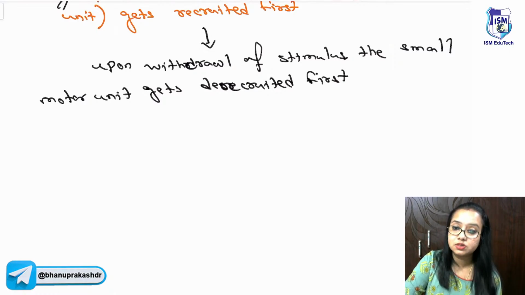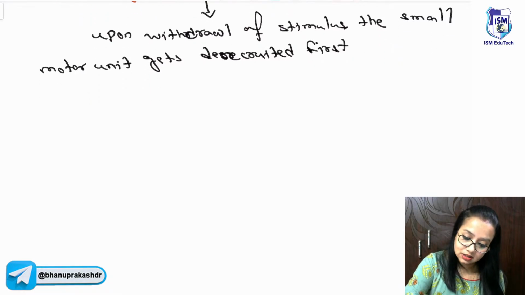less number of fibers, they will get recruited. They will show the contraction first. But relaxation will be opposite. It is the larger motor fiber, which are having more number of skeletal muscle fiber, they will get de-recruited first. This is what is the size principle.